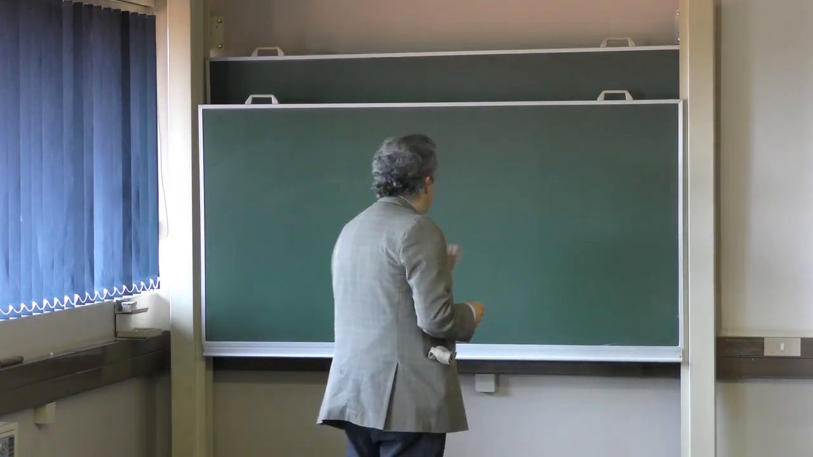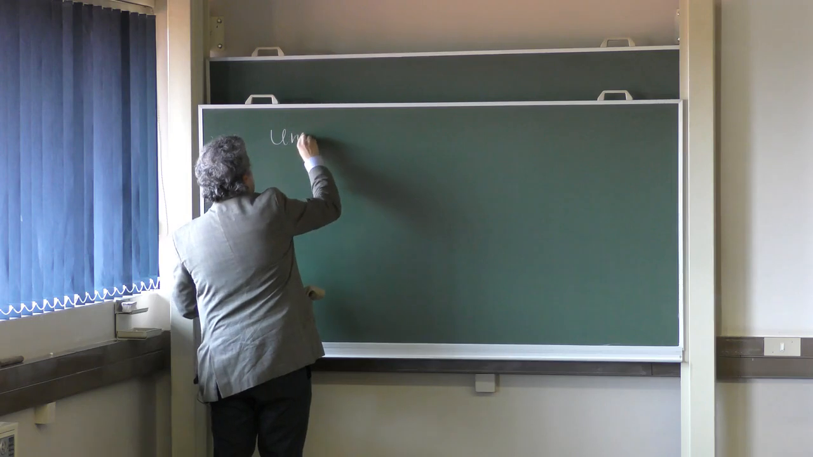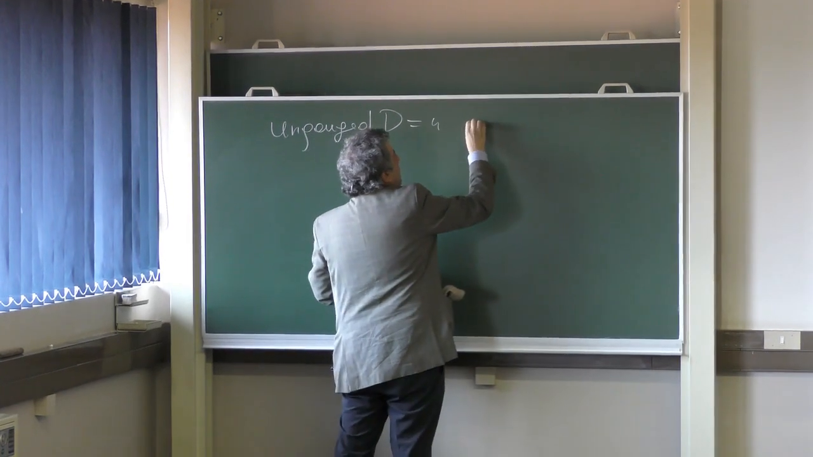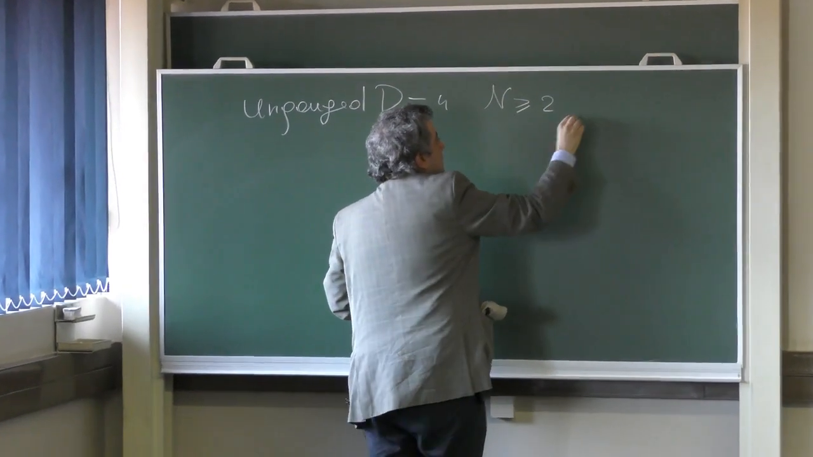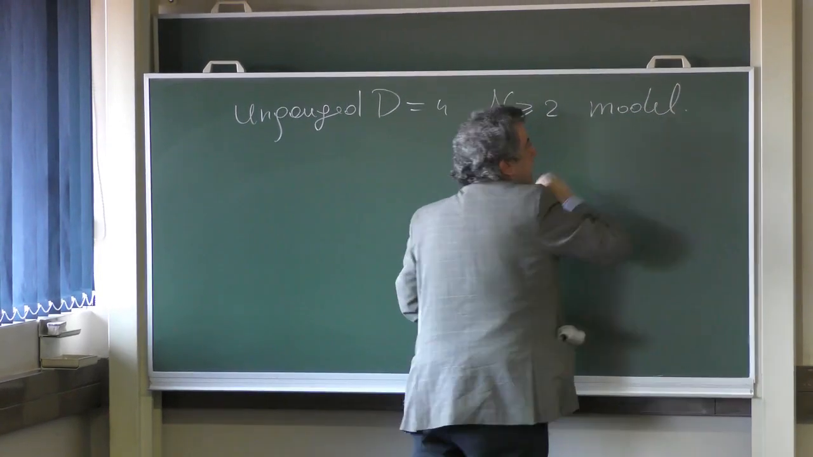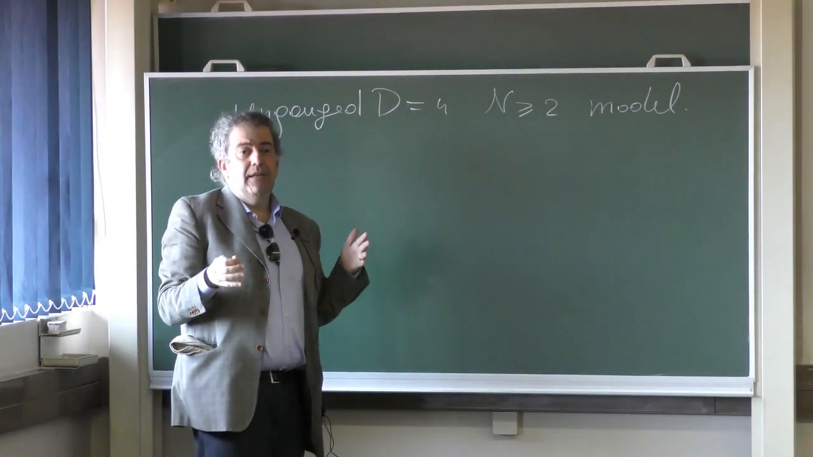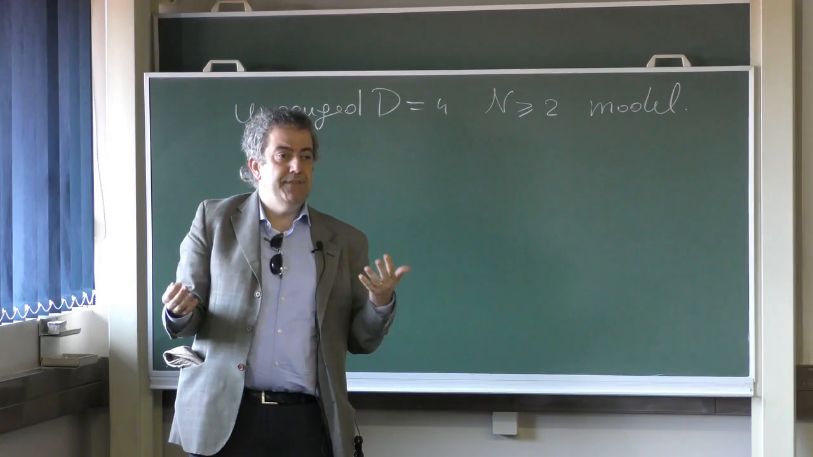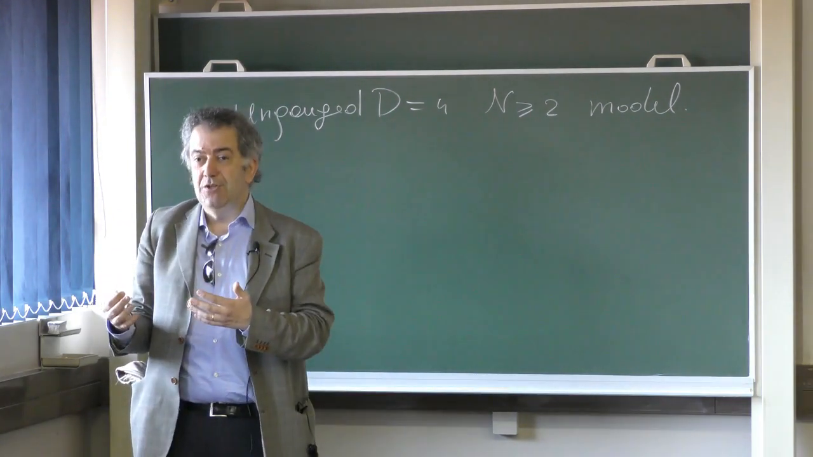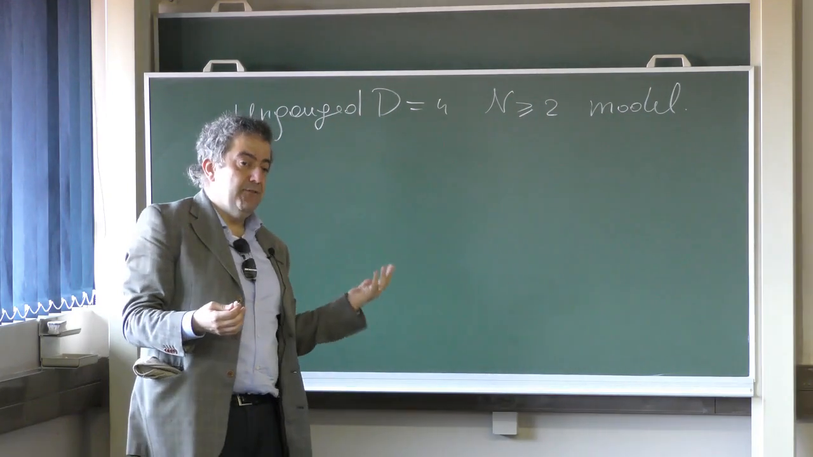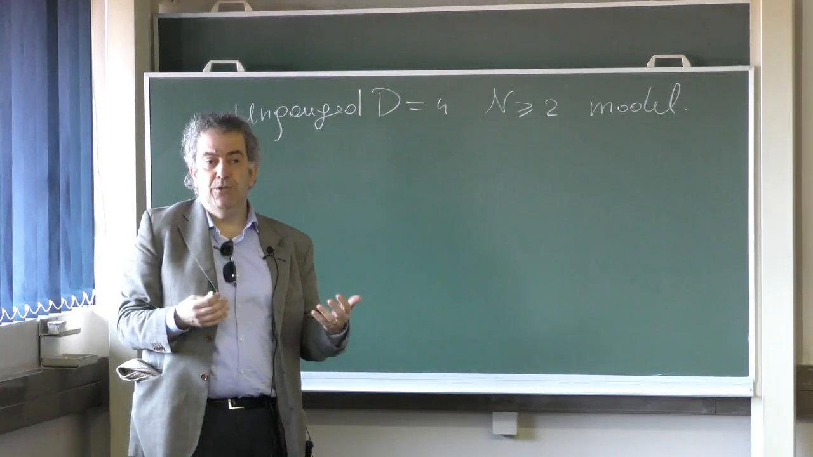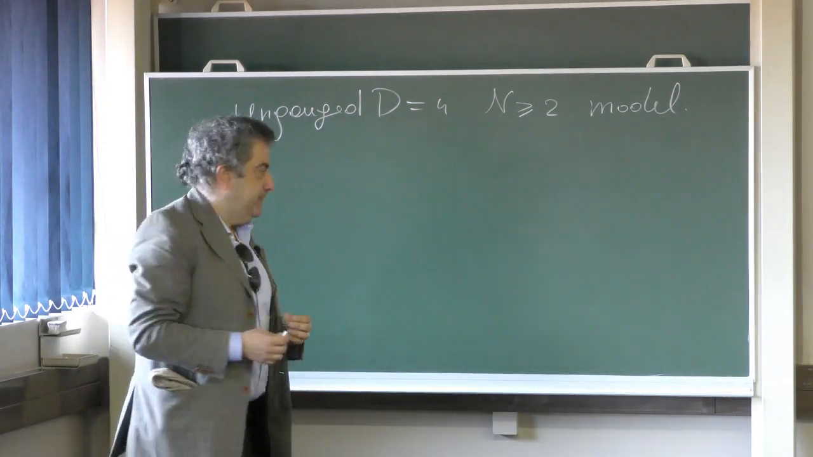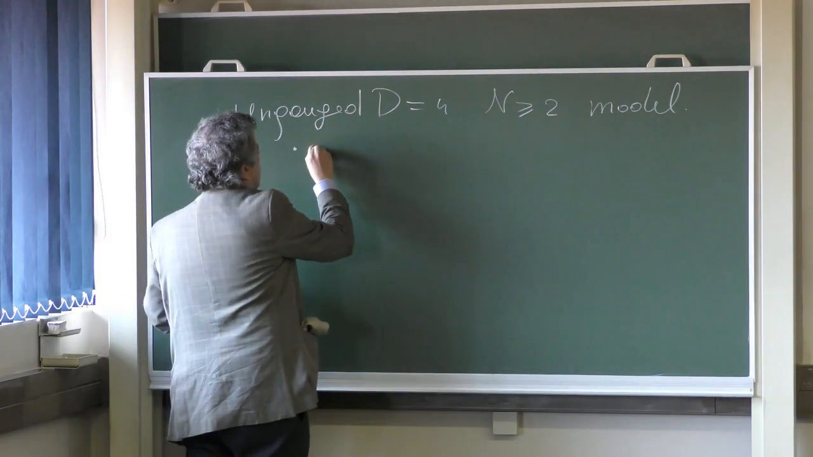We've seen what we have done. We started from an ungauged D equal 4, N greater or equal than 2 model, in a specific Lagrangian representation. This means in a specific symplectic frame. We have seen that the Lagrangian representation is not unique for an ungauged supergravity in four dimensions. It depends on the symplectic frame we choose, namely what we define as electric and what we define as magnetic. So we fixed an electric frame, a symplectic frame.